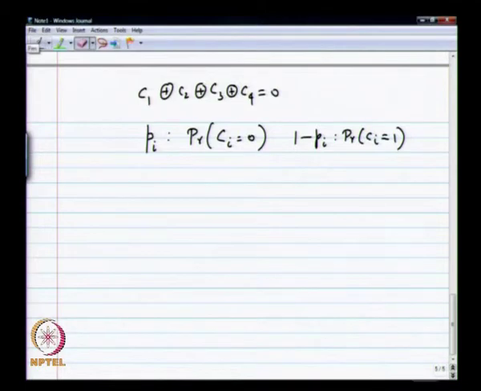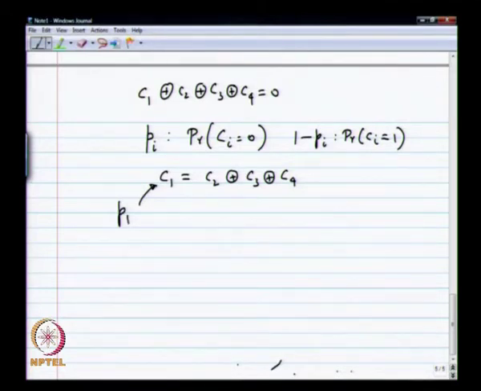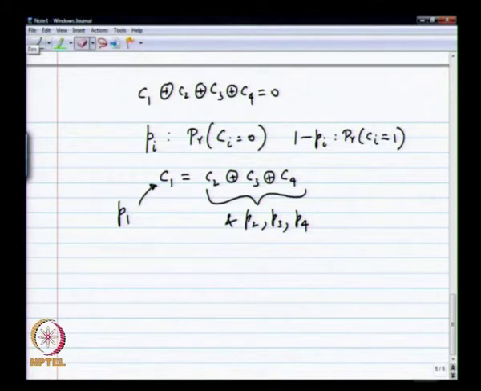Okay. And now from this equation, suppose I rewrite this equation as C1 equals C2 XOR C3 XOR C4, okay, I can do that. So, now I have one value P1 which tells me something about C1. So, that is something that is given to me, and then this equation and the values P2, P3 and P4 will tell me something about C1 again, right, yes or no.